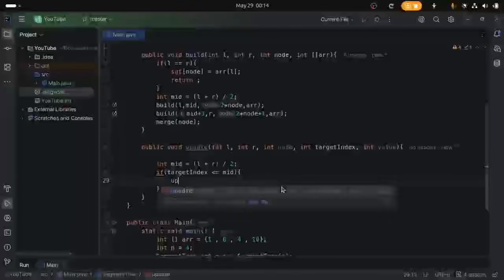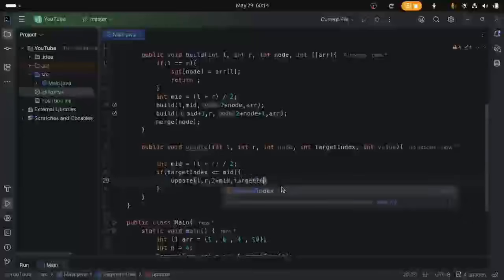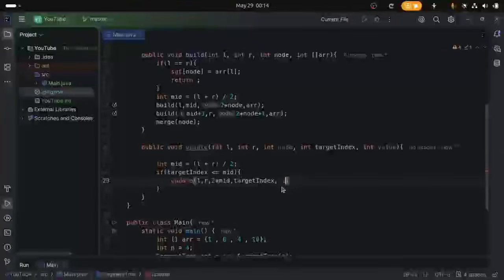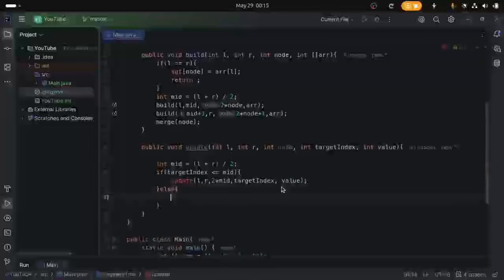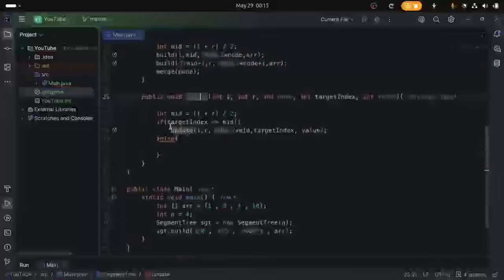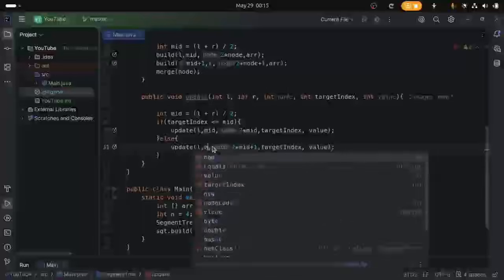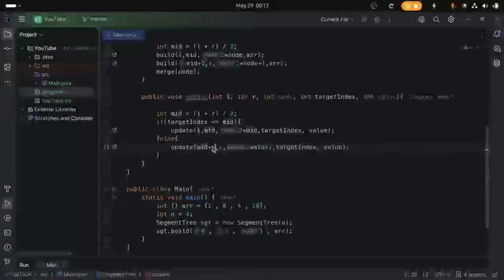So update L comma R comma 2 times mid comma target index comma the value. Okay, else, oh, spelling mistake, else copy the same line over here, 2 times mid plus 1 for the right child, and here it will be mid for, and here it will be R. Okay, mid plus 1.